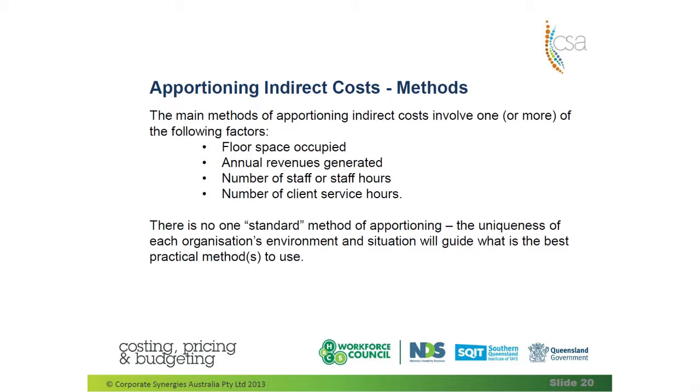So for example, it could be the floor space occupied by each one of the programs for those organisations that are centre-based in regards to their structure and activity. It could be based on the annual revenues generated by each one of your programs, and in most cases this is where organisations will start. They will calculate our overall overhead costs and apportion those in a percentage point of view in accordance to the revenues that each one of our programs bring into the organisation.